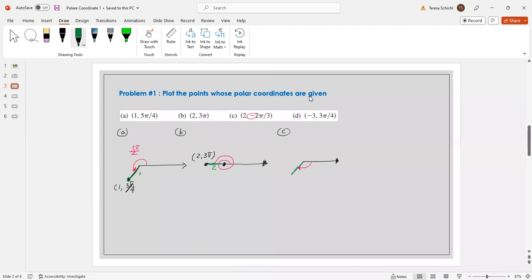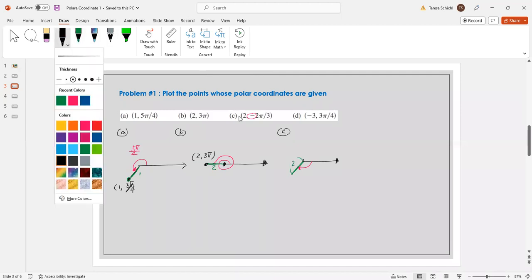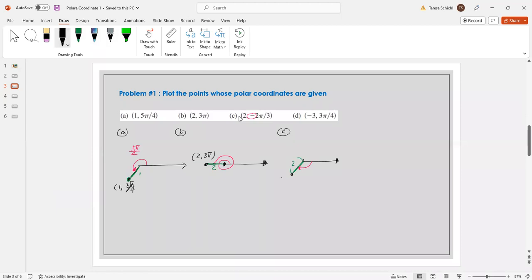All right, so this green line is here. This green line is 2. So that's why the 2 is the length. So this green line is 2. That's why this point here, what I can say, is 2 and negative 2 pi over 3.